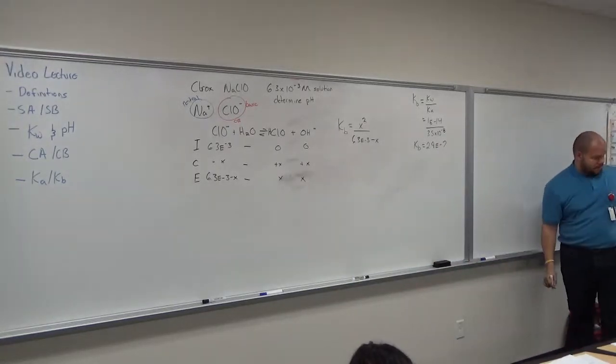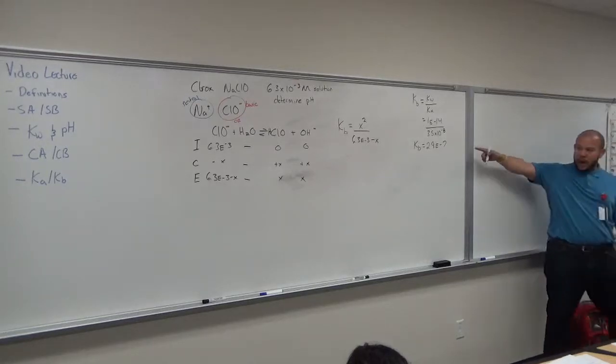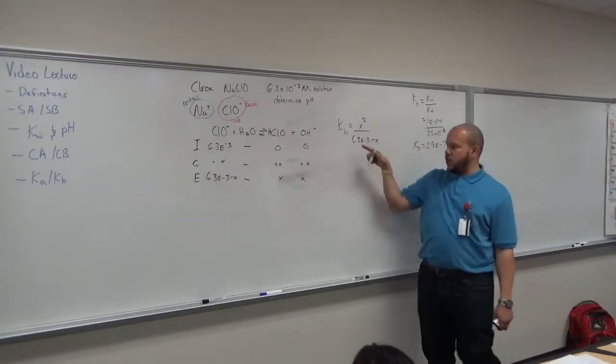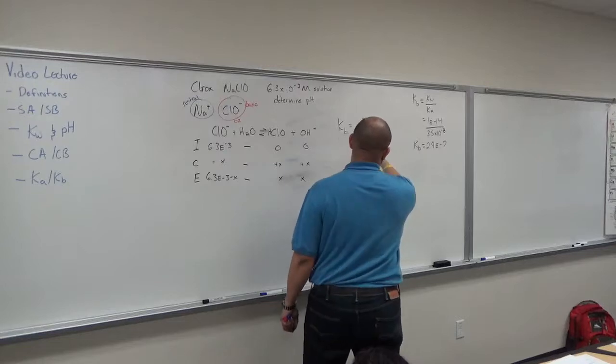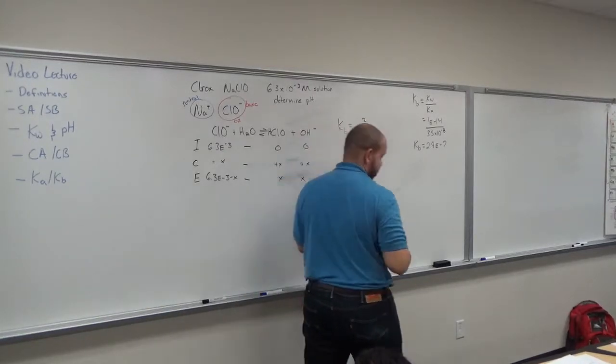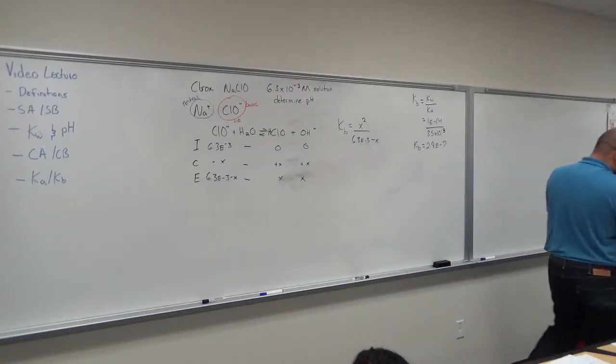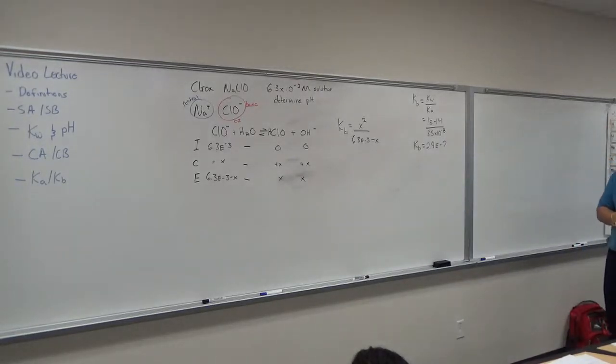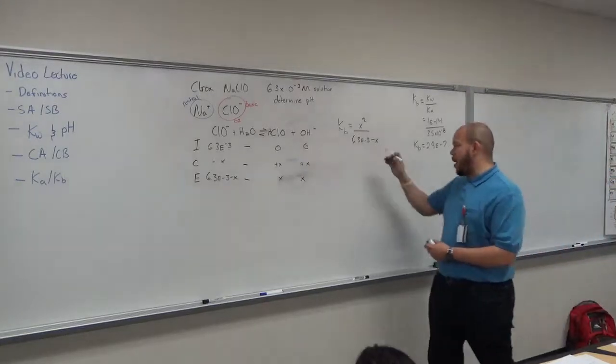So now we can plug this value into this equation and solve for x. We can also drop x here if we want to. How do we know that? Well, we can divide 6.3 e to the negative 3 by our Kb value, 2.9 e to the negative 7, and we see that we get 21,000. So we can technically drop x here.